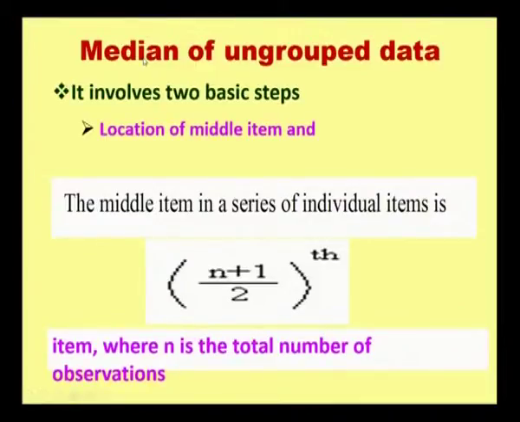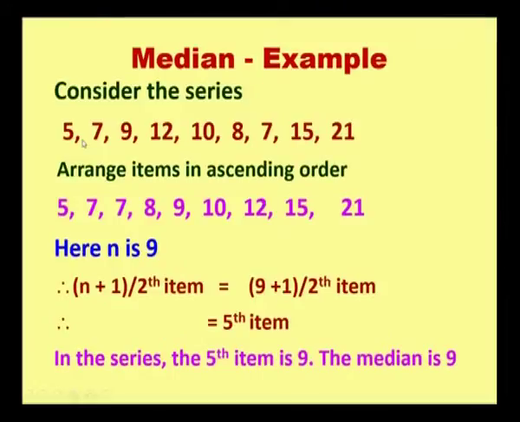Now, let us calculate how to find the median of ungrouped data. Suppose a data set is given, it involves 2 basic steps. We have to find the location of the middle item and find its value. The middle item in a series of individual items is the (n plus 1) by 2th item, where n is the total number of observations. That means, the (n plus 1) by 2th item we have to find out, and as we have already discussed, let us take an example.